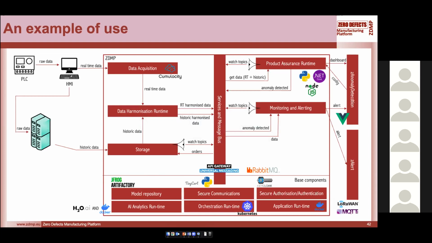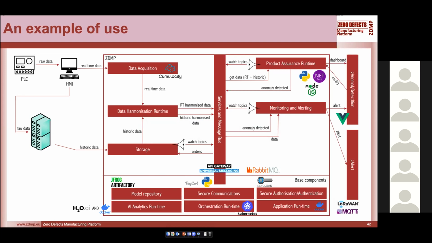The data is pushed to a topic of the message bus, named, for example, data to detect anomalies. And the product assurance runtime, which is the component that performs the anomaly detection, is watching that topic and retrieves the data at the time it is available. This component performs its operations, in this case using machine learning, and when the result of the anomaly detection is ready, this result is passed to another topic of the message bus, named, for example, anomaly detection results, to which every component interested in those results will be subscribed.